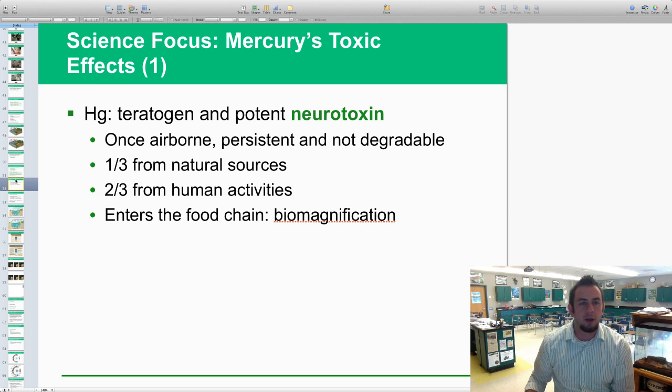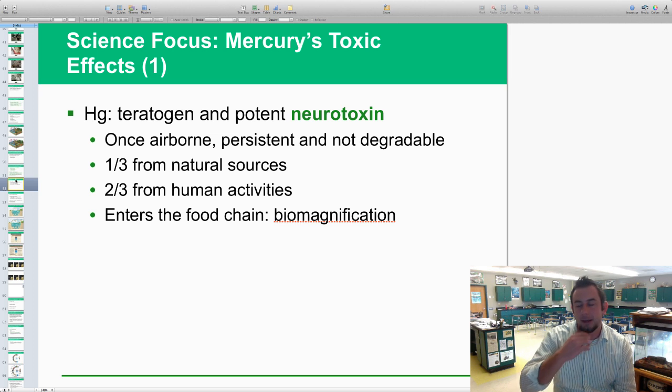All right. One of the science focus sections is on mercury's toxic effects. Mercury is one of those where they say pregnant women shouldn't eat fish, and we'll talk about why that is. But mercury is a teratogen, which can cause birth defects, and a potential neurotoxin as well. And once airborne, it's very persistent. It's not degradable. Once it gets in the atmosphere, it is very hard to get out. One third of mercury actually comes from natural sources, but two thirds of it comes from human activities. And so that has been a rising problem.